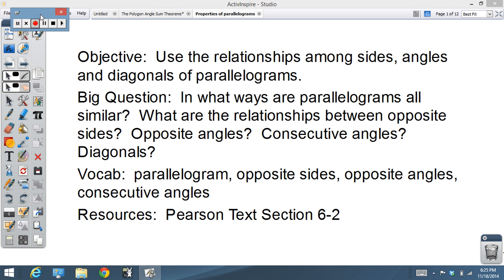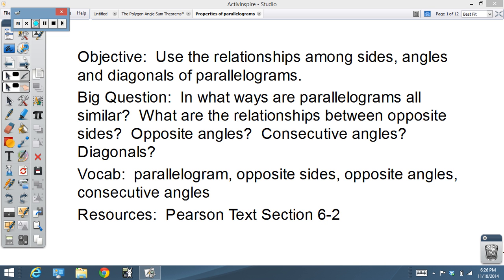Hello again, everybody. Today we're going to start talking about parallelograms. Use relationships among sides, angles, and diagonals to talk about the interesting properties of parallelograms. There are a lot of ways that they're similar. There are unique relationships between opposite sides, opposite angles, consecutive angles, and diagonals that are all very unique whenever we have a parallelogram. Of course, a parallelogram we'll define here in just a second.